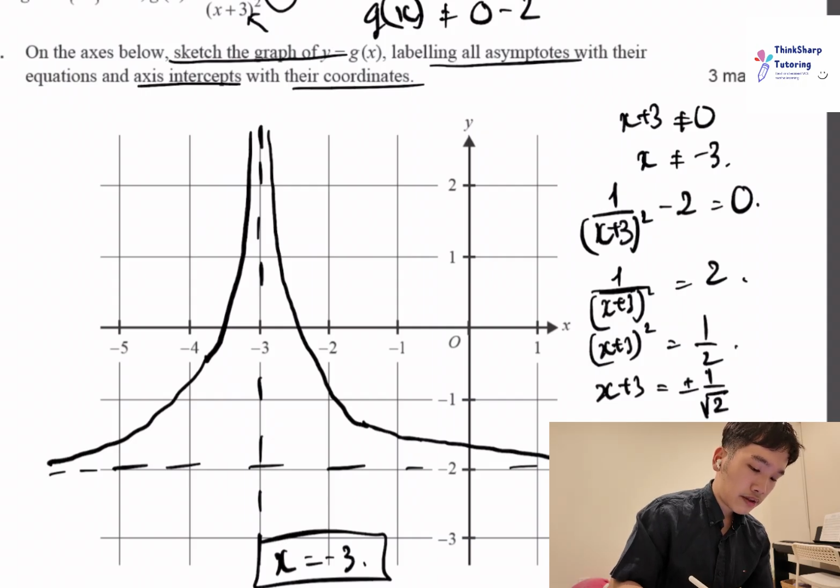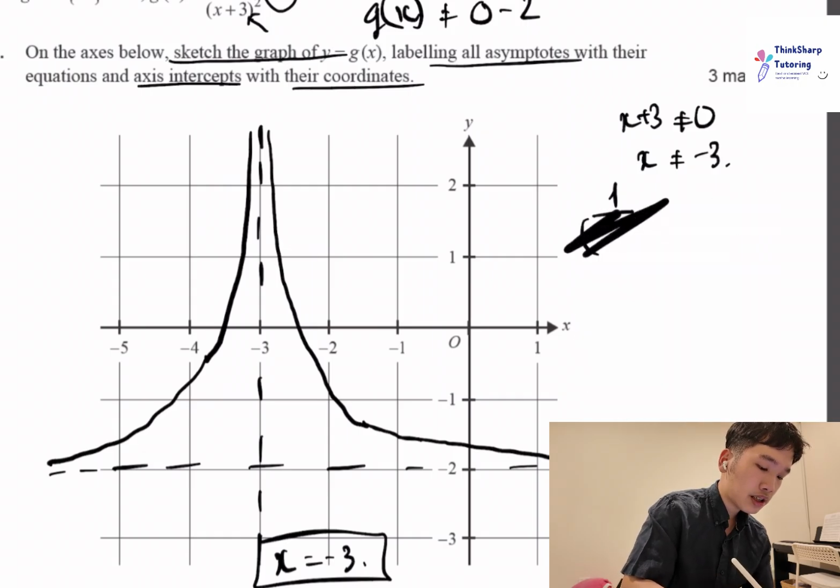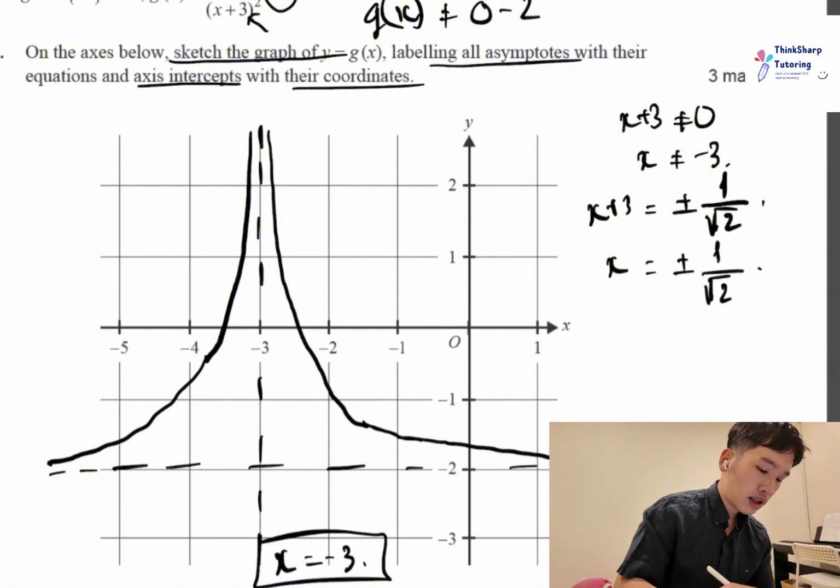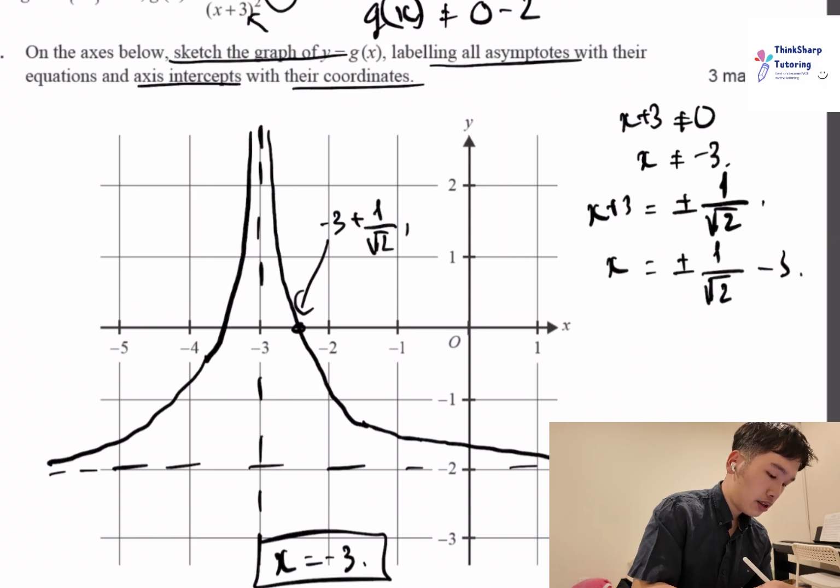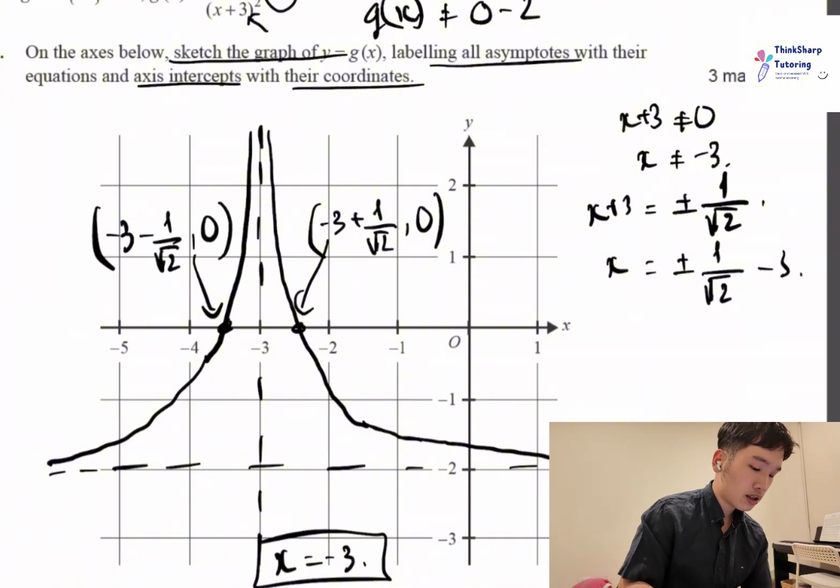Okay, so I don't have any more space, so let me rub this out. So we can continue writing x plus 3 equals 1 plus or minus 1 over square root 2. X equals plus or minus 1 over square root 2 minus 3. The one that is here, which is the bigger one, will be negative 3 plus 1 over square root 2, 0. And obviously the smaller one would be the one with the negative 1 over square root 2. So that will be negative 3 minus 1 over square root 2, 0. So those are your two x-intercepts.